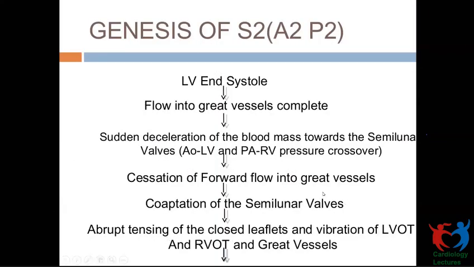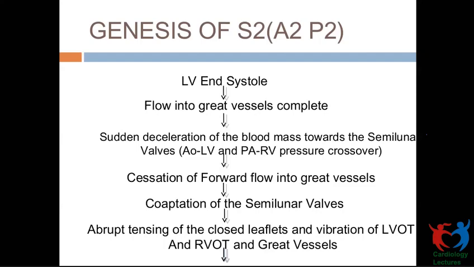We know the important cause for genesis is actually closure of the valve, but there is also a component of abrupt tensing of the closed leaflet with vibration of both RVOT and LVOT. You should understand that heart sounds are not just produced by closure of the valves, whatever the heart sound. When you go to genesis, there are also other elements involved apart from closure.